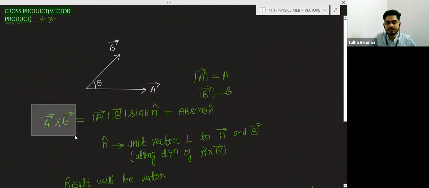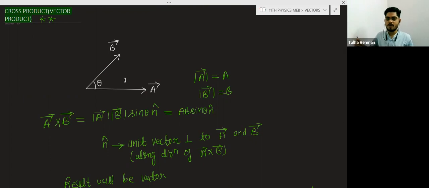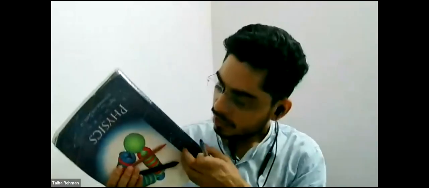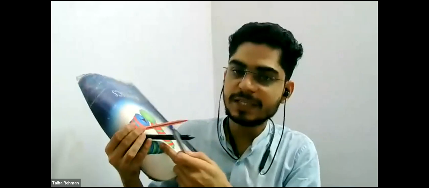So you will get this A cross B. This A cross B will be perpendicular to A vector and perpendicular to B vector. Suppose this is a plane, and there are two vectors. Suppose this is your A vector and this is your B vector, like this. These two vectors are on this plane and making an angle theta. So what will be the direction of A cross B? Direction of A cross B will be perpendicular to this vector and this vector.